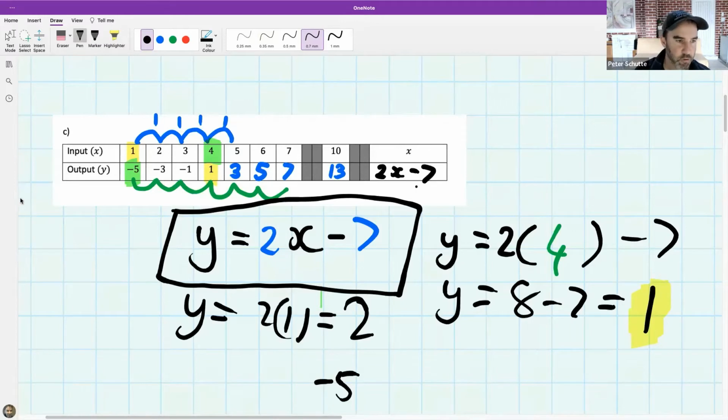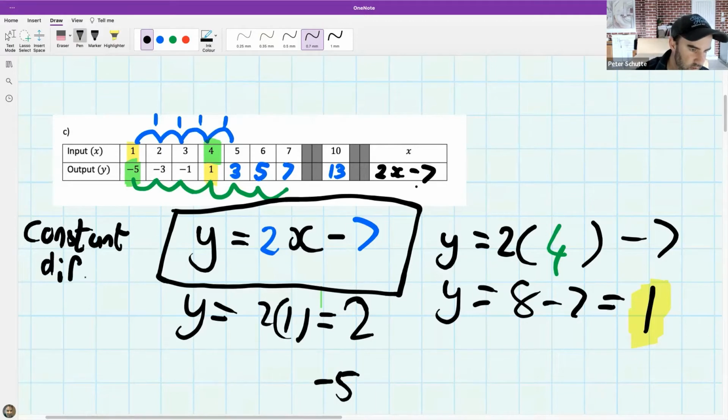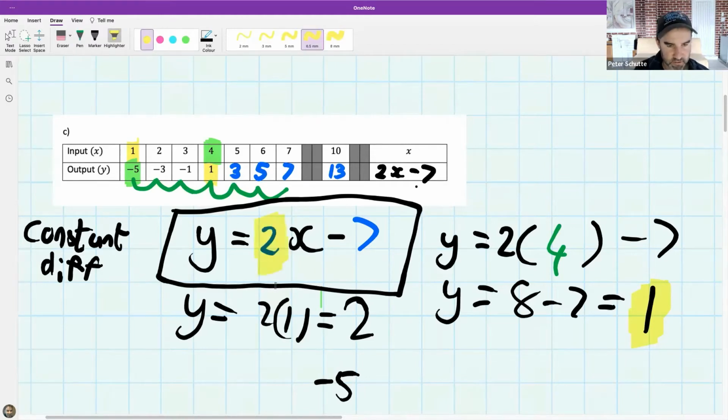The first thing we had to look for was something called the constant difference. What the constant difference does is that if my input goes up by 1, it's how much my output is going to go up by. In this case, the constant difference will always be the number in front of the x. But then once I've got my constant difference in front of my x, I then need to have a balancing term. Because if I stopped with just 2x, then my first term would have been 2, and that's wrong. The first term had to be minus 5.